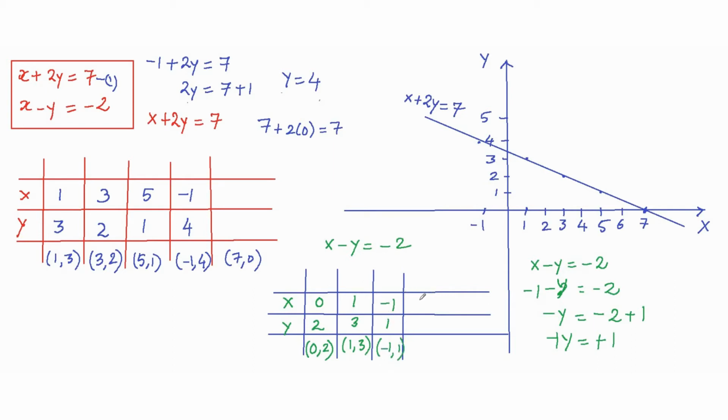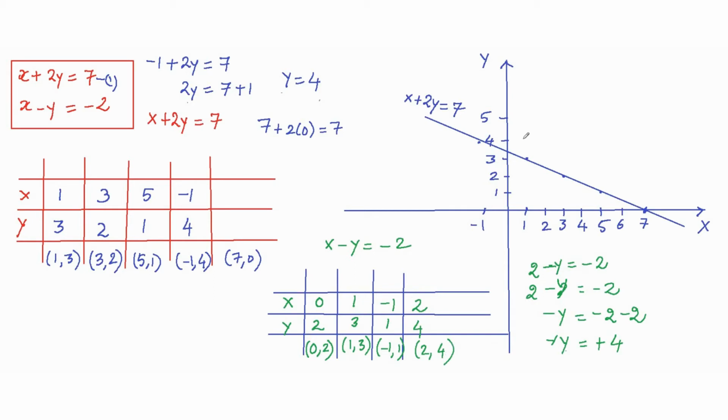Similarly, let's take the value of x as 2. So if I take the value of x as 2, let's see what happens. So 2 minus y is minus 2, which means minus y is minus 2 minus 2, which means minus y is minus 4, and therefore the value of y is 4. So this point is (2, 4).